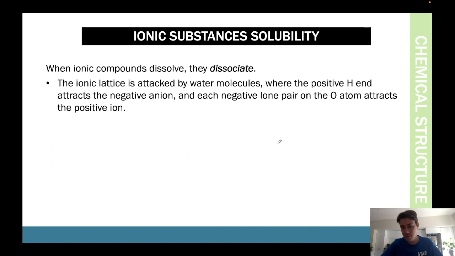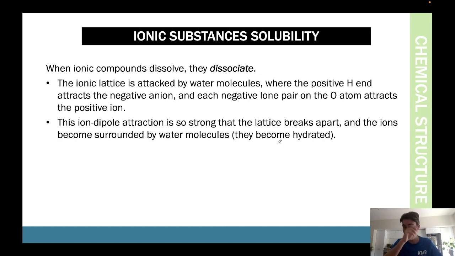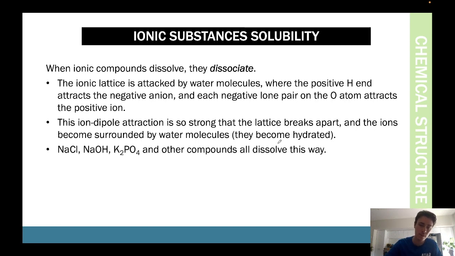So when ionic substances dissolve, they dissociate. The ionic lattice is essentially attacked by the water molecules, by the positive hydrogen ends, and then the negative oxygens. The ion-dipole attraction is so strong that the lattice breaks apart and the ions become surrounded by water molecules. They become hydrated. NaCl, NaOH, these compounds all dissolve this way. So if you think about it, this is essentially what happens. You have a solid, you put it in water, and then you end up with these two ions.